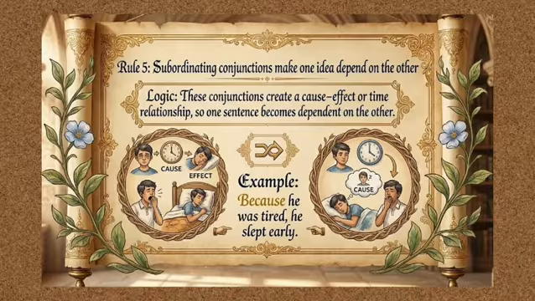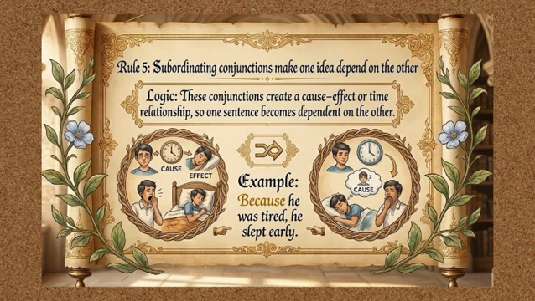Moving ahead to rule number five. Rule number five states the subordinating conjunctions make one idea depend on the other. The logic behind this rule states that these conjunctions create a cause, effect, or time relationship, so one sentence becomes dependent on the other. For example, "Because he was tired, he slept early."